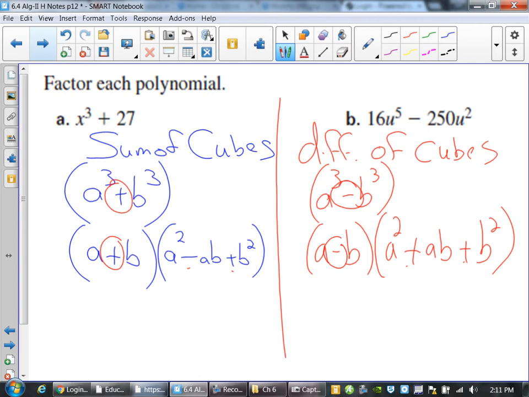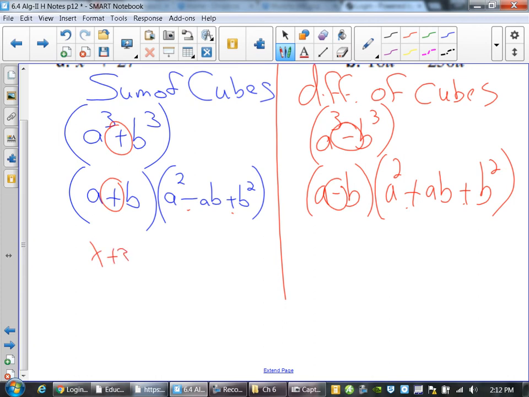This is a new one. It just takes a couple of problems to get accustomed to what it looks like. That's really all it is. So if I'm looking at this, my value of a is playing the role of x. The value of b is playing the role of 3. So if I write this out, I get x plus 3 times x squared minus 3x plus 9. That's how it's factored. A sum of cubes, x cubed plus 27, factors out to be x plus 3 times the quantity x squared minus 3x plus 9. And like I said, if you FOILed all of that out, that middle term with an x value will go away.